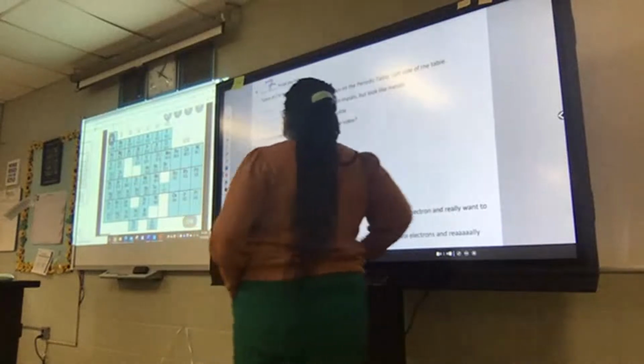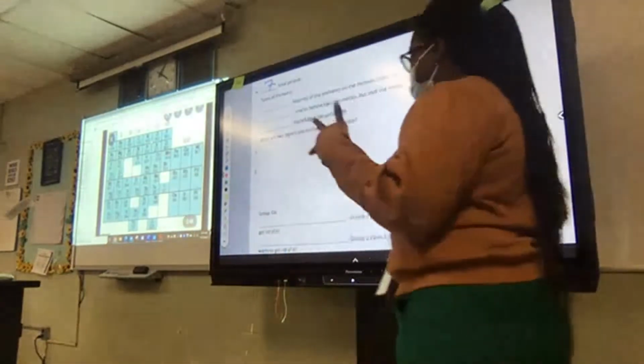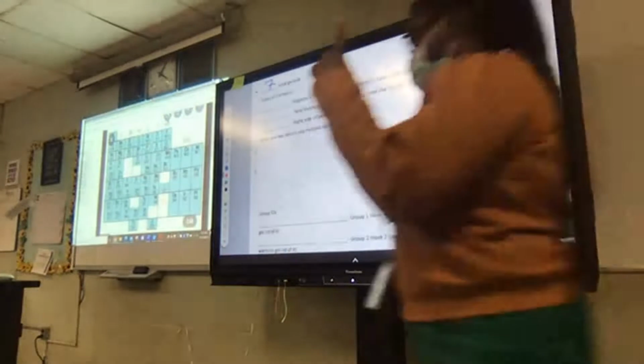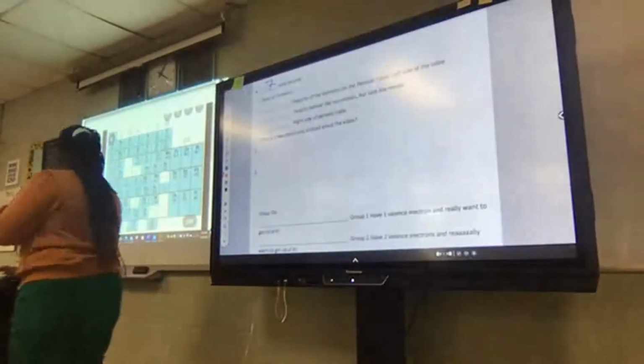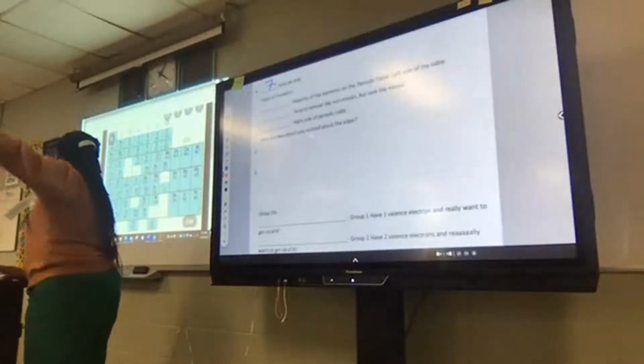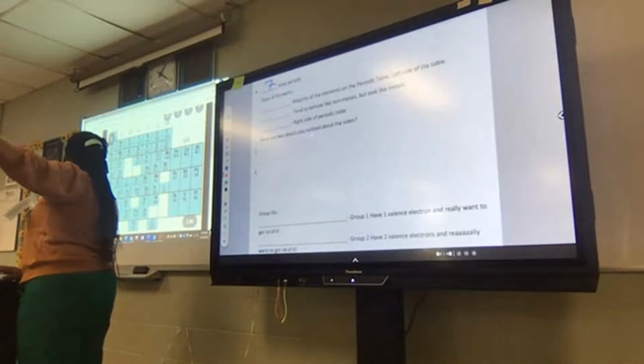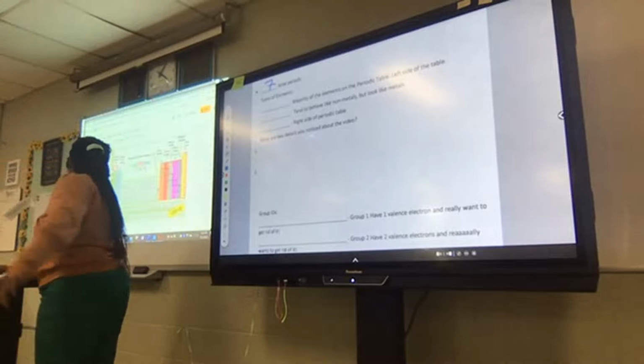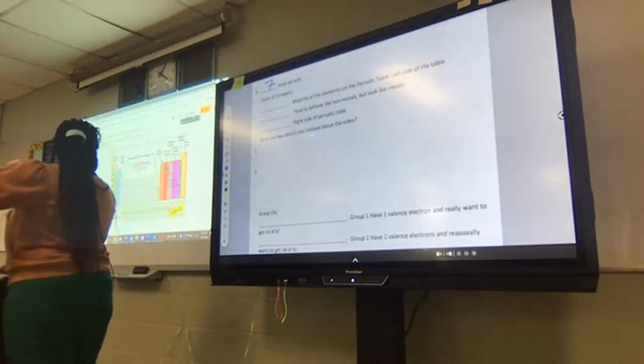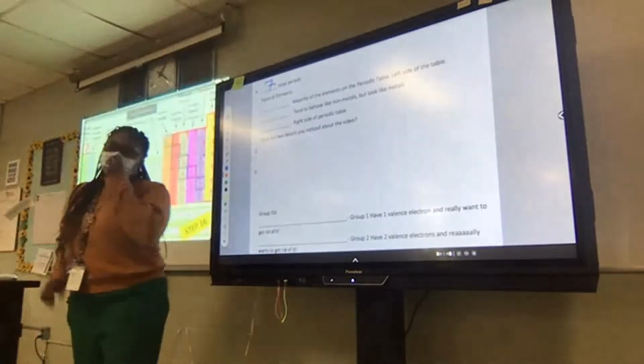All right. Before we get jazzy with it, there are 3 types of elements. Let's look at our current periodic table. What are the 3 types of elements? Anybody know? Metals, metalloids, and... uh-oh, this is the hardest one. What is it? Metalloids.